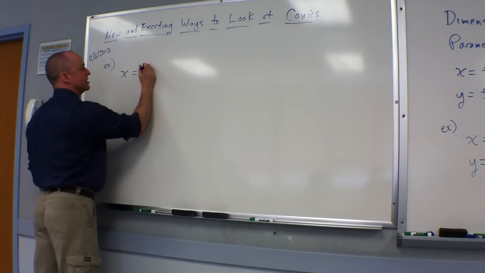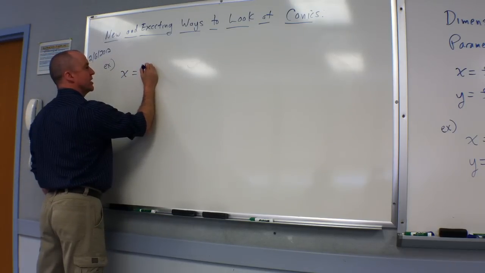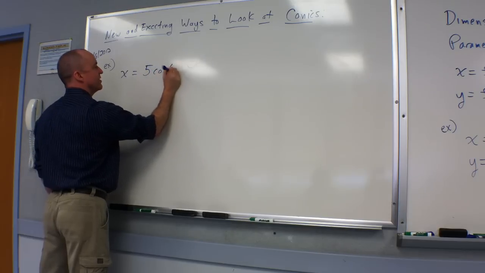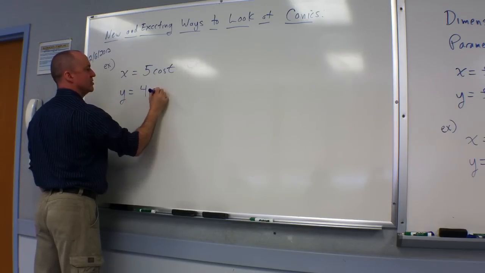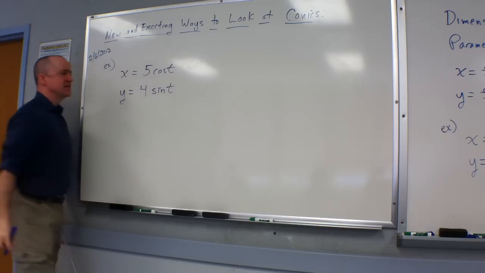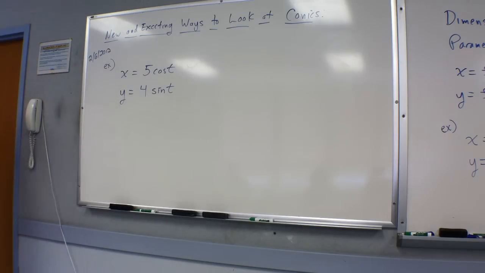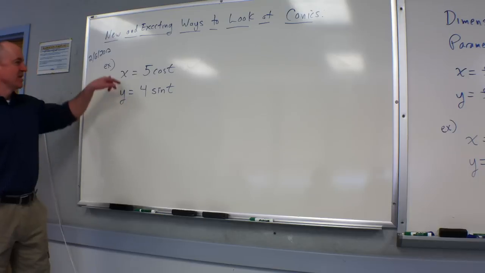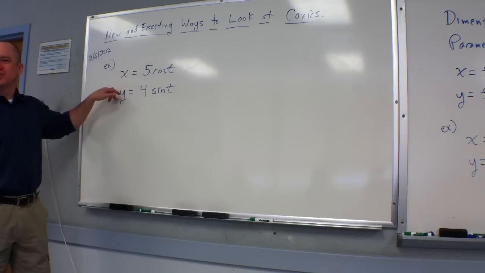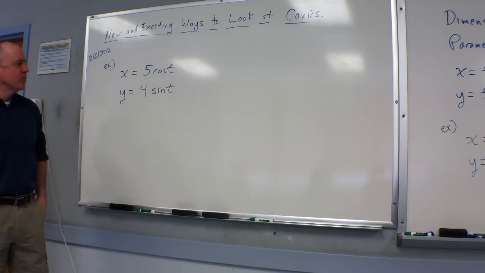X equals, what am I going to do? Yeah, this one. 5 cosine t. Y equals 4 sine t. Just got to guess what this will graph. It'll graph two circles. You can't really get two things out of one set of parametric equations. You will get an ellipse for this.